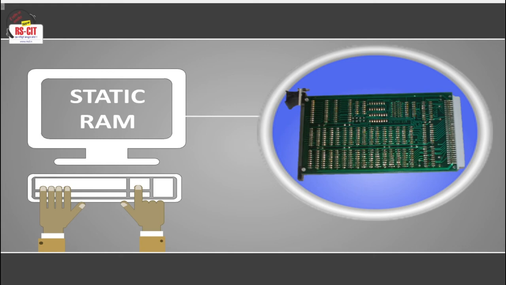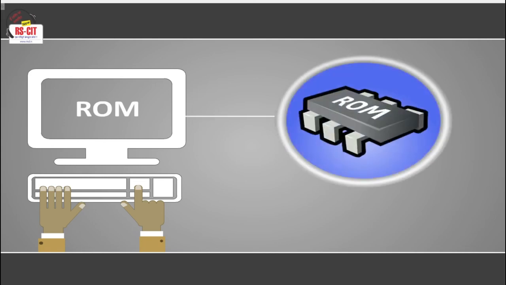Static RAM chips have access times in the 10 to 30 nanosecond range, while dynamic RAM is usually above 50 nanoseconds. ROM, read-only memory, is a memory chip that permanently stores instructions and data.